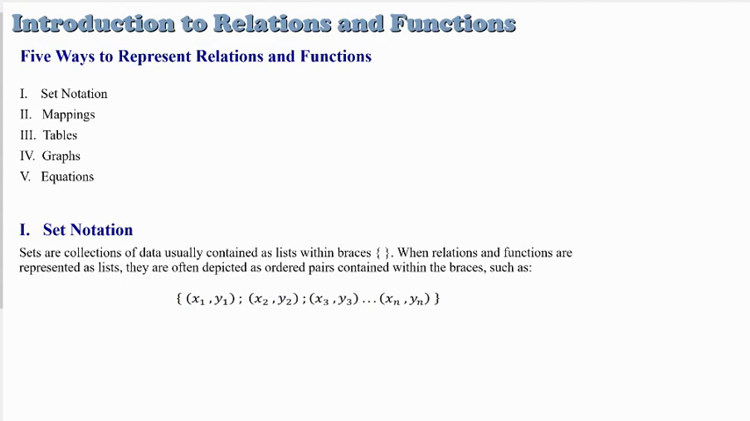We have 5 ways to represent relations and functions. The first is set notation. Sets are collections of data, usually contained as lists within braces. So you'll see the braces here at the end. And here we have a list of ordered pairs.